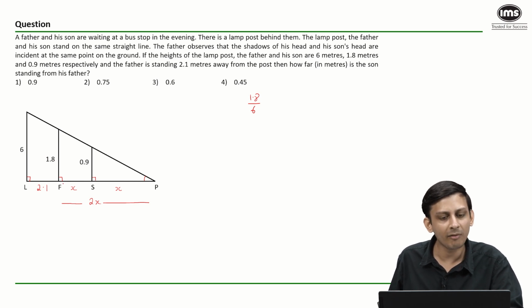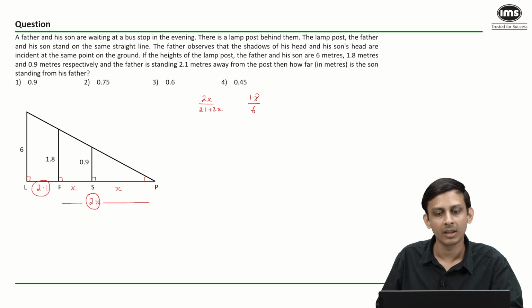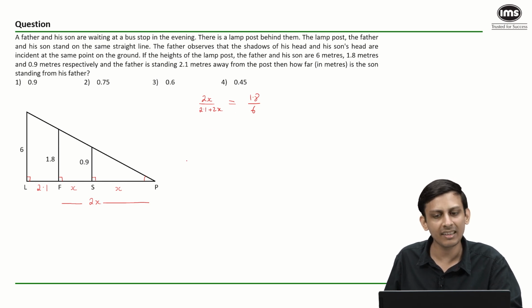So for the middle one, we have this side of 2x. And for the largest one, we have 2.1 plus 2x. Now this is the ratio of corresponding sides. This is also the ratio of corresponding sides. So they will be equal to each other. And now we just have to solve this to get x.